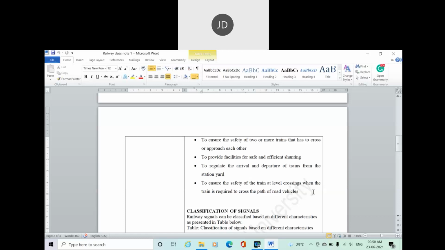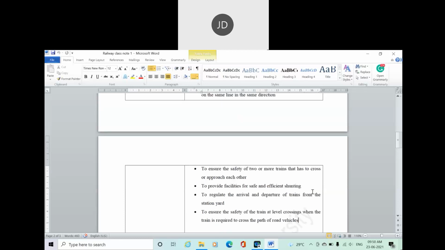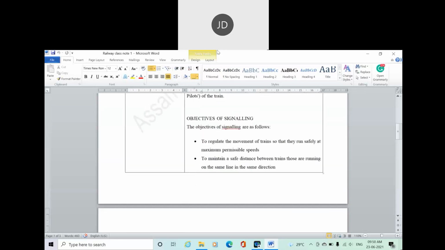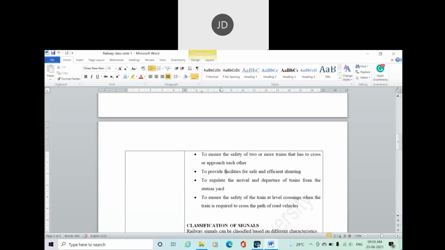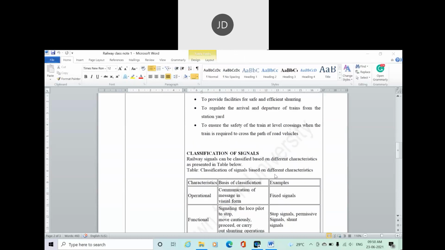So what is the purpose basically? The purpose of signaling is to control and regulate the movement of the train safely and efficiently. Also, signaling enables the movement of trains to be controlled in such a way that the existing tracks are utilized to the maximum.